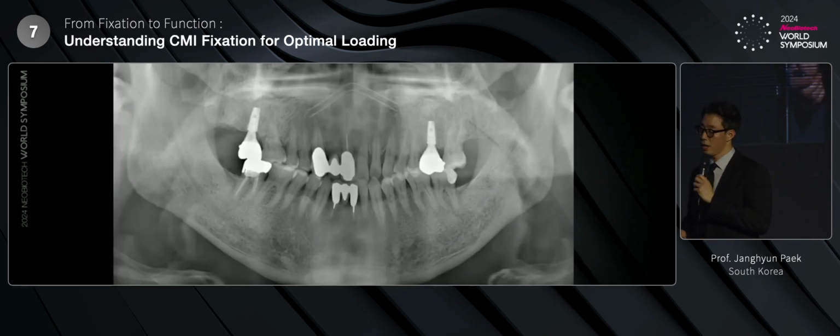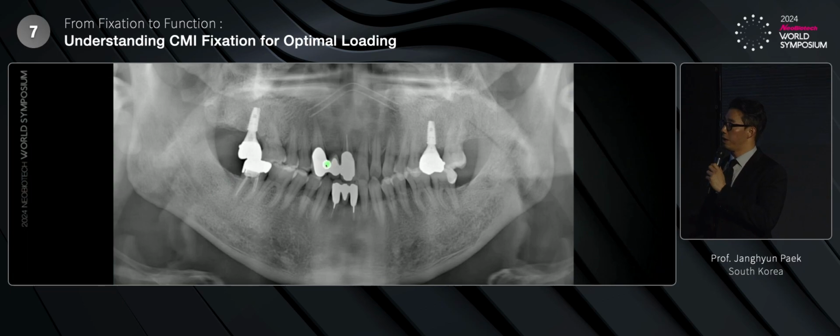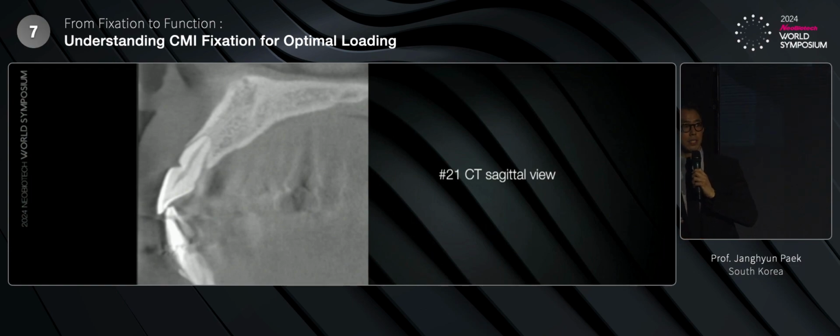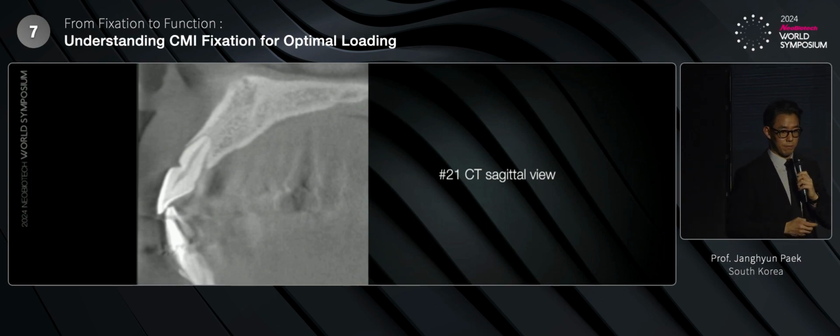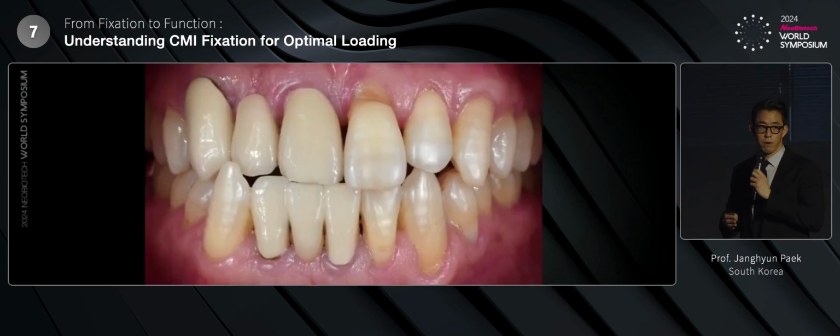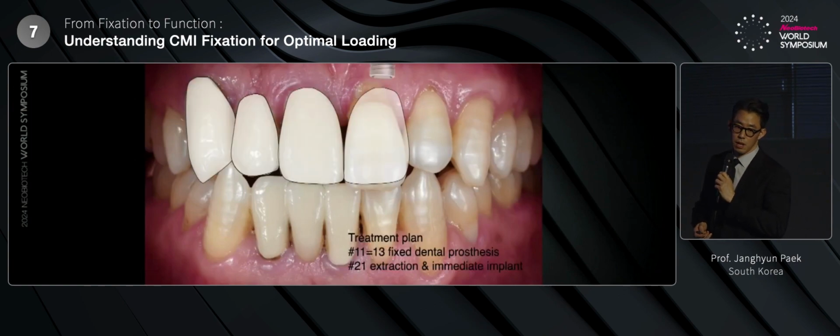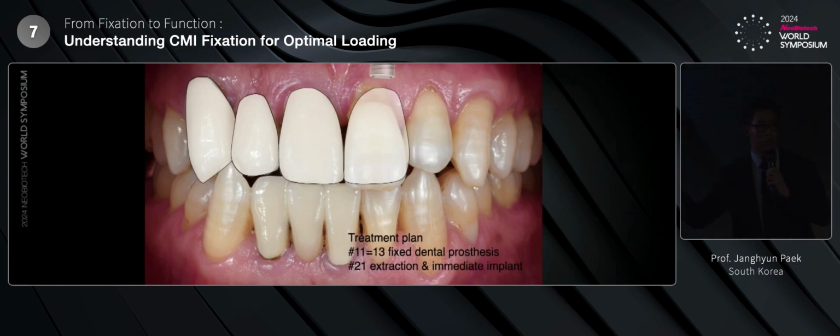I'll show you a case of mine. The bridge work from tooth number 11 to tooth number 13 was failing. And also, tooth number 21 was failing. This is the sagittal view from CBCT, number 21. This is the actual photograph of the patient. So I thoroughly discussed the treatment plan with the patient, and we decided to do a new bridge work from tooth number 11, 12, 13. And then we decided to extract tooth number 21 and replace it with a single implant.